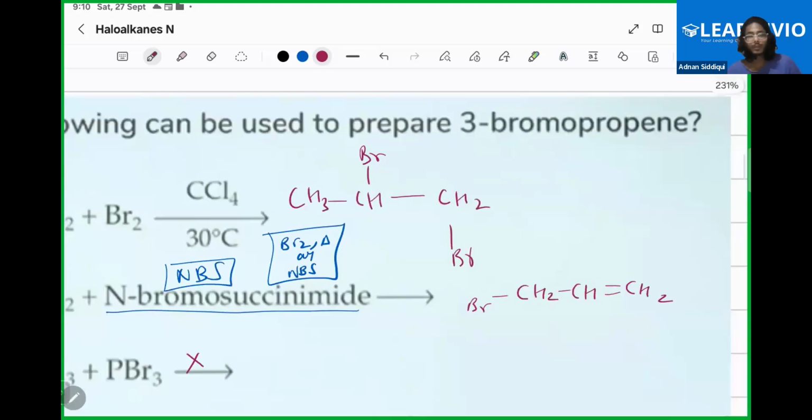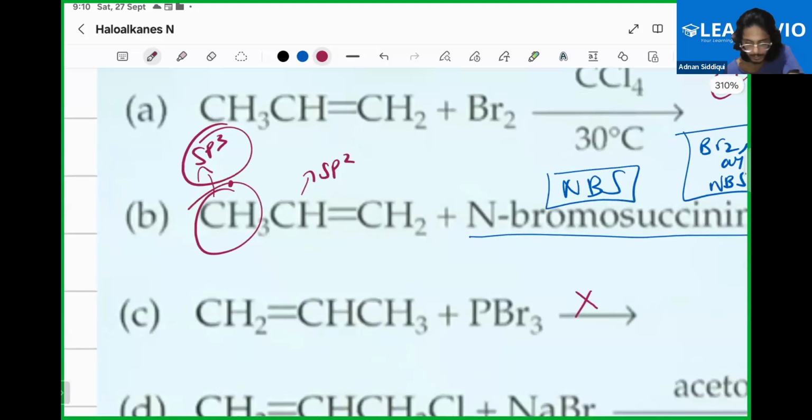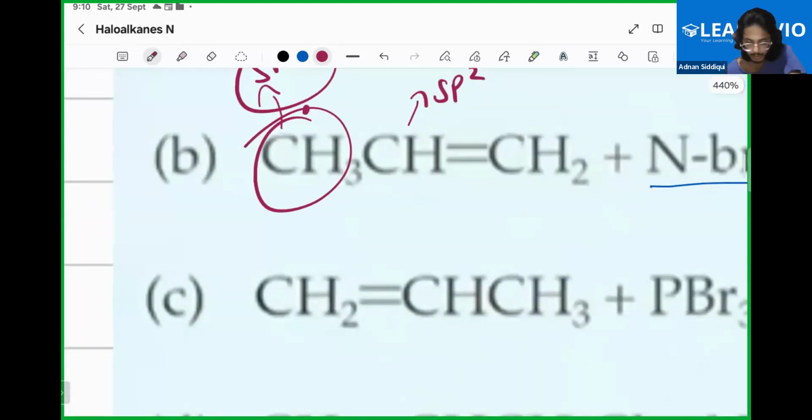This is very important. You have to learn to differentiate between different sort of methods. You have to learn the reagents for that. Is it clear? Okay.